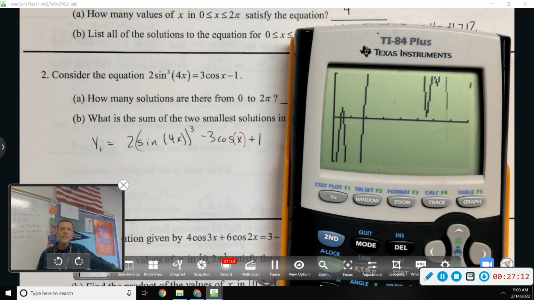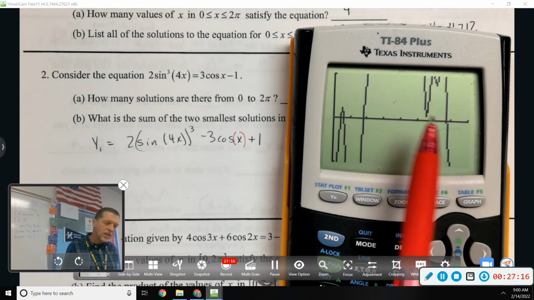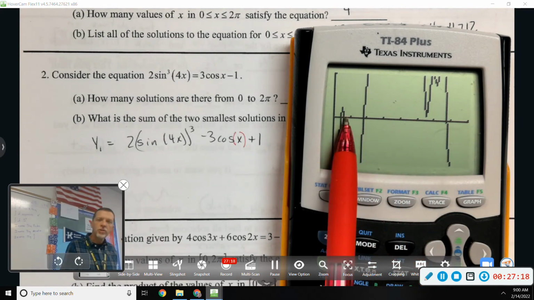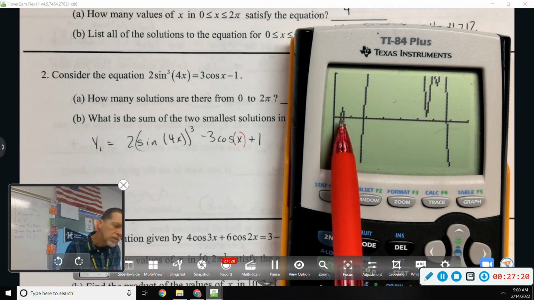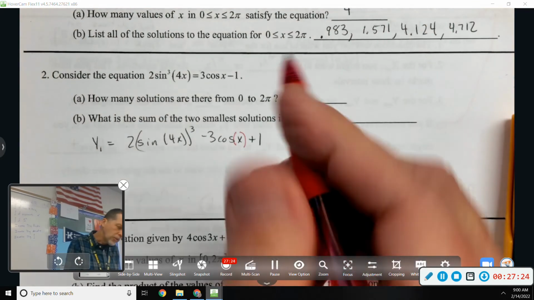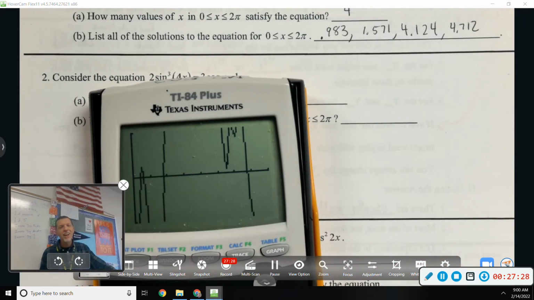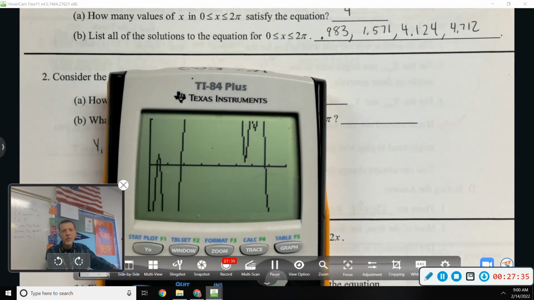Oh, in fact, there's what I thought was a solution over here was not a solution. And I wasn't sure if there was 1 or 2 here. There's 2. So 1, 2, 3, 4 total. In fact, that's the first question. How many solutions are there? 4, but I wasn't really sure of that until I tweaked my Y window to make sure I could see where things were crossing or not crossing.